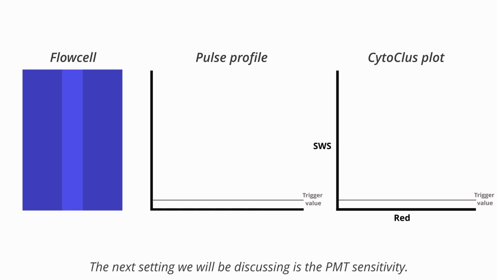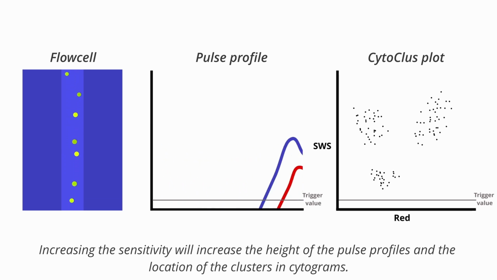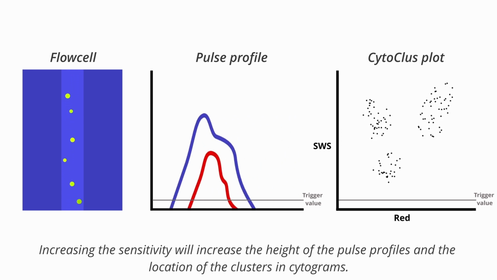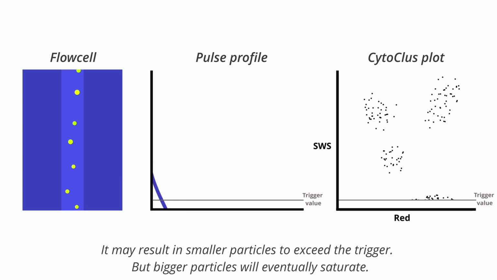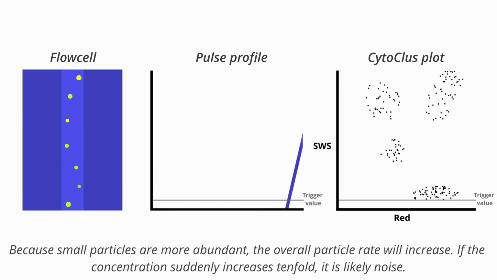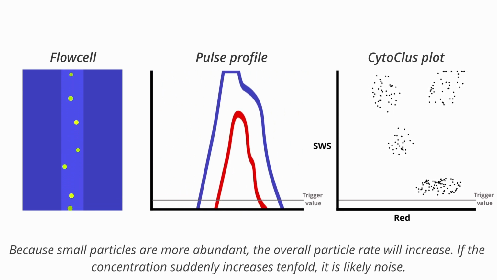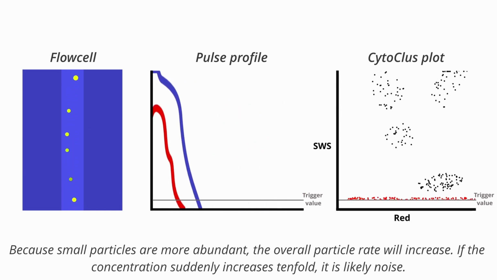The next setting we will be discussing is the PMT sensitivity. Increasing the sensitivity will increase the height of the pulse profiles and the location of the clusters in the cytograms. It may result in smaller particles exceeding the trigger, but bigger particles will eventually saturate. Because small particles are more abundant, the overall particle rate will increase. If the particle rate suddenly increases tenfold, it is likely noise.